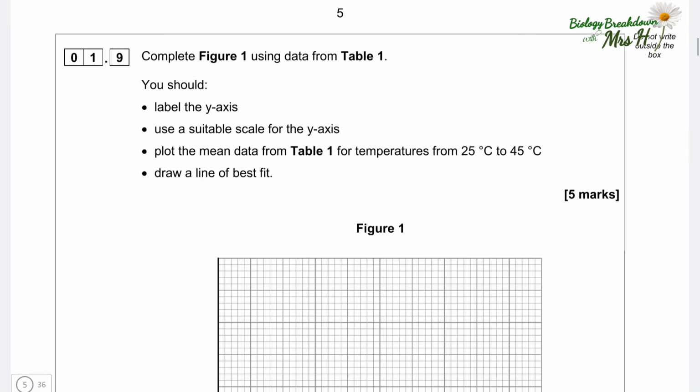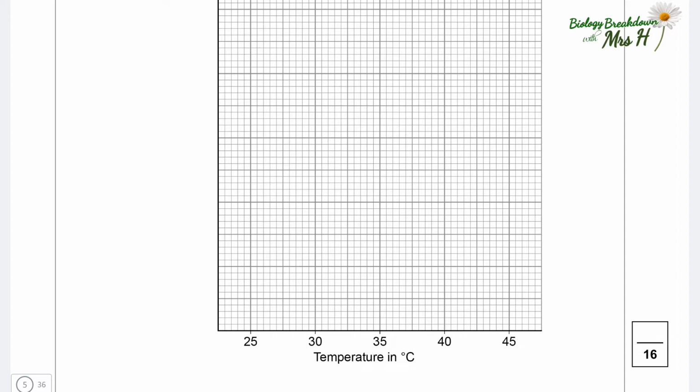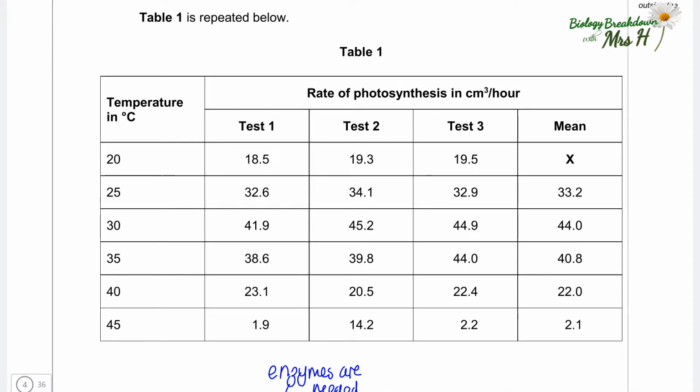Complete figure 1 using the data from table 1. You should label the y-axis, use a suitable scale for the y-axis, plot the mean from table 1 for the temperatures from 25 degrees C to 45 degrees C. Draw a line of best fit. I'm just writing the values down on the side here so I can easily see them when I'm plotting it on this tablet. But obviously in the paper you can just flick back and have a look at the data.